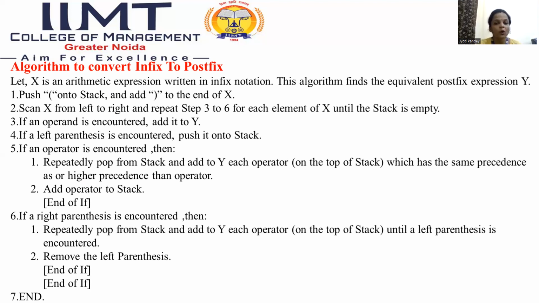If an operand is encountered, add it to Y. If a left parenthesis is encountered, push it onto the stack. If an operator is encountered, then repeatedly pop from the stack and add to Y each operator which has the same precedence or higher precedence than the operator. Add the operator to the stack. If a right parenthesis is encountered, then repeatedly pop from the stack and add to Y each operator until a left parenthesis is encountered. Remove the left parenthesis.